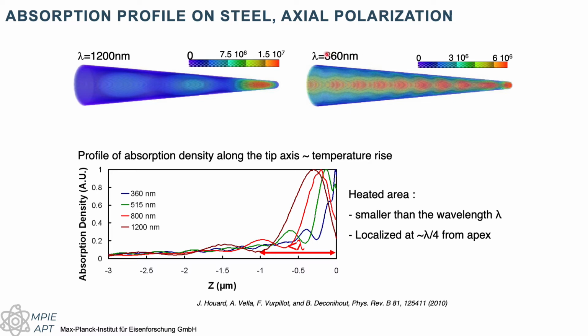So the shorter the wavelength, the more localized is the absorption at the top of the needle, at the tip of the needle. And so there was a move from early on, about 15 years ago, using infrared lasers, and now most of the commercial instruments are equipped with a UV laser. And this is in part because of this.